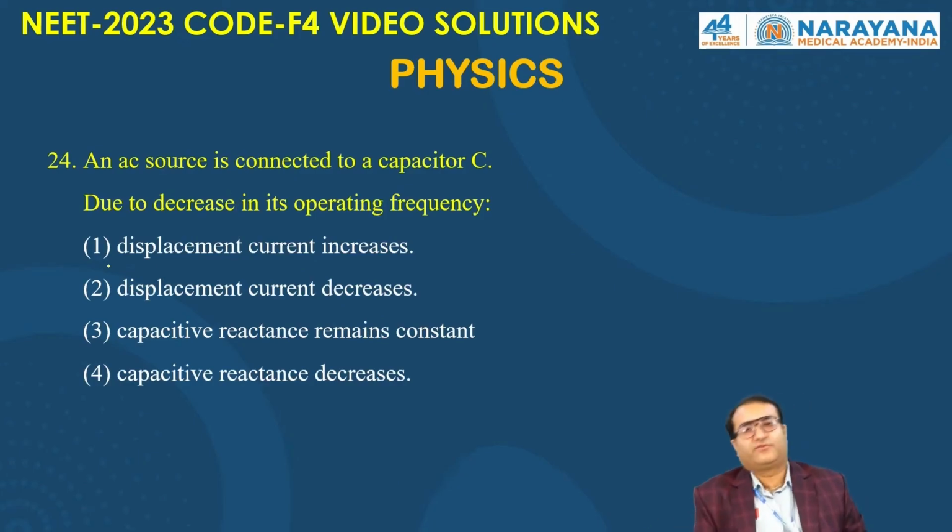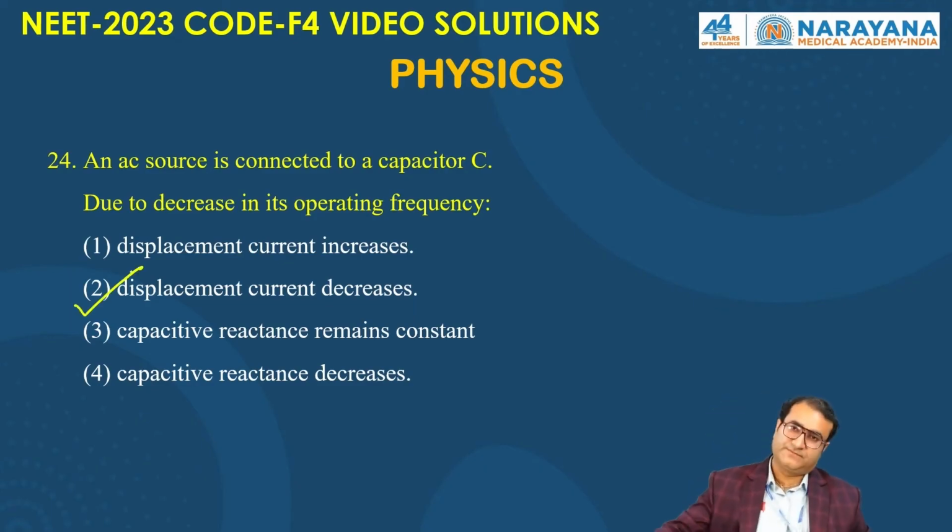Question number 24. AC source is connected to a capacitor. Due to decrease in frequency, displacement current decreases. For the 24th, second option is correct because displacement current is directly proportional to the operating frequency. Second option is correct here.